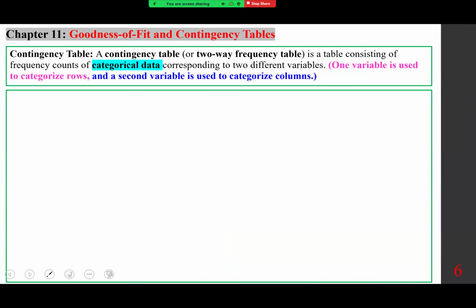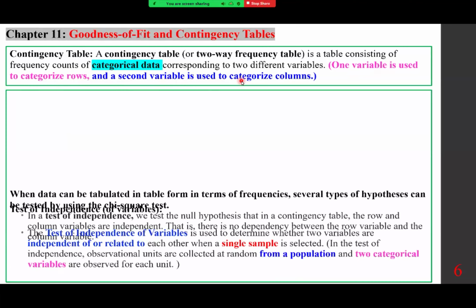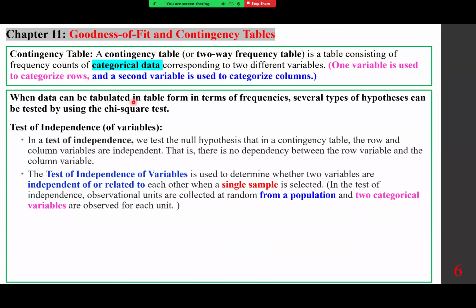Now, let's actually discuss the goodness of it. Contingency table. A contingency table or two-way frequency table is a table consisting of frequency counts of categorical data corresponding to two different variables. One variable is used to categorize rows, and a second variable is used to categorize columns. When data can be tabulated in table form in terms of frequencies, several types of hypotheses can be tested by using the chi-square test. One of them is test of independence of variables.